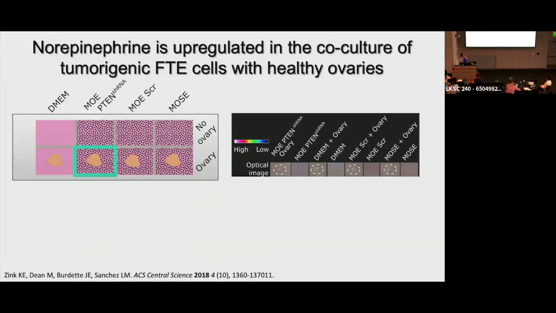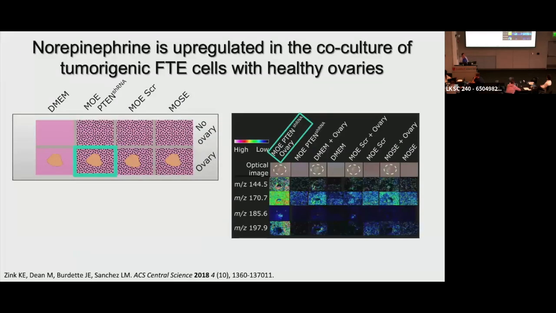So high will be white and pink, low abundance will be dark or blue. And so again, we wanted to see things that turn on in the co-culture of the ovary with the tumorigenic cell line. And we actually found quite a few things turned on. And I'm going to freely admit that these don't look as beautiful as the tissue images. But again, I think we're asking and answering a very different question.